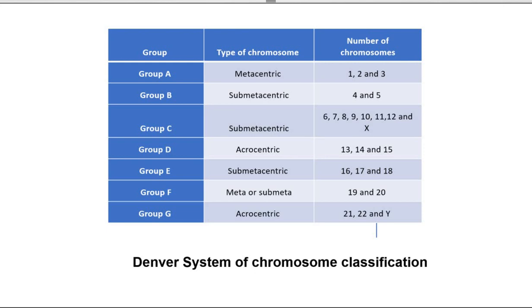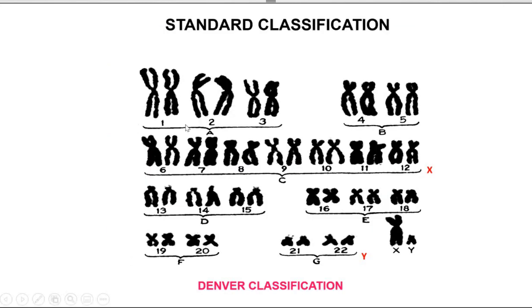This is Denver's classification, or the standard classification, in which group A consists of these 3 chromosomes, group B consists of the 4th and 5th pairs of chromosomes, C will consist of chromosomes 6 to 12 and X, and D will consist of chromosomes 13, 14, 15, whereas E will consist of 16, 17, 18, F consists of 19, 20, and G consists of 21, 22, and Y.